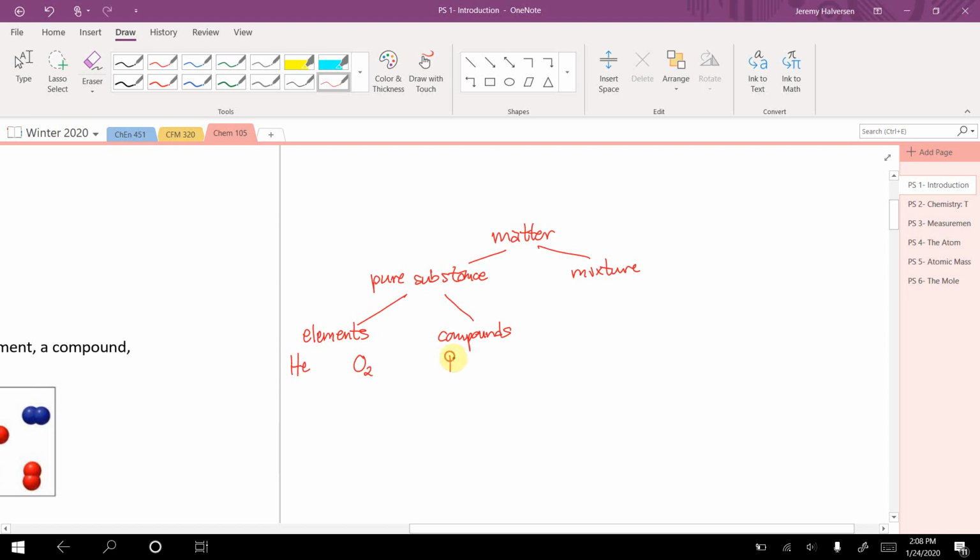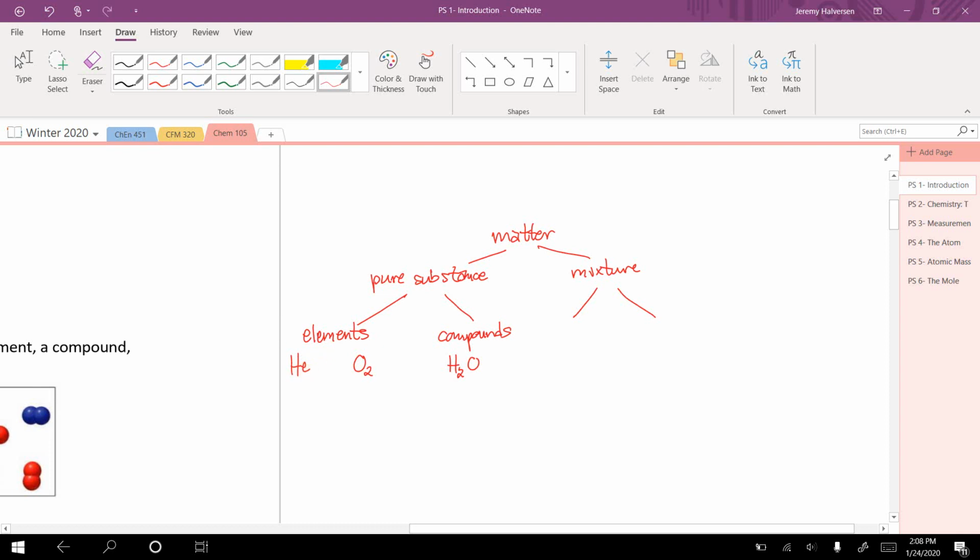A compound, then, is if you had multiple types of atoms. So like water is a compound. It's still a pure substance, because if you have a cup of pure water, everything in there is just H2O. Same chemical makeup, but because there are multiple elements, it becomes a compound.